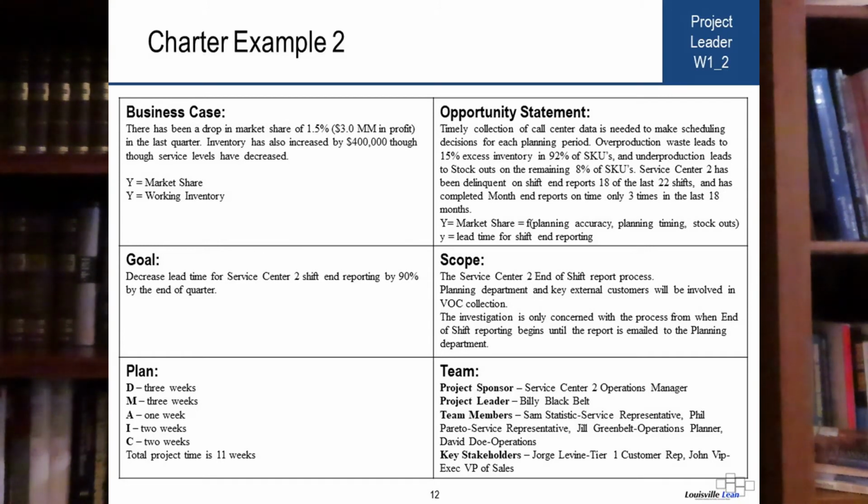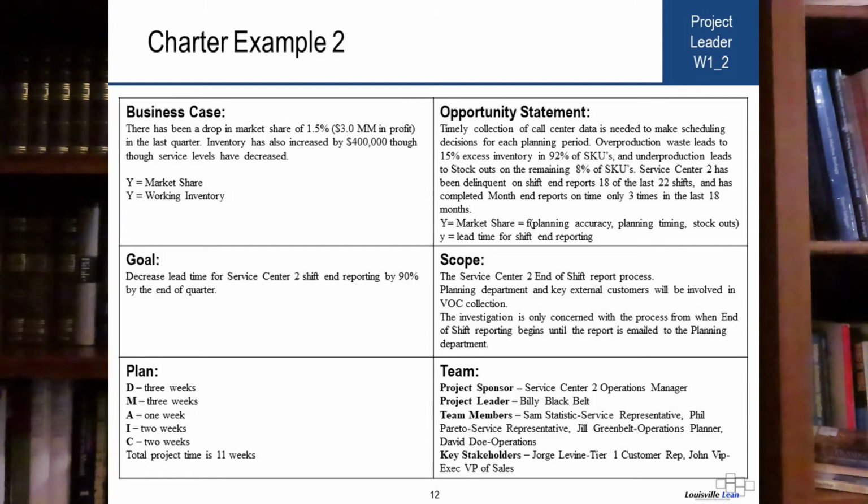The scope needs to be from when the end of shift begins, right? What data needs to go in there? The inputs may need to be shifted. We may need to expand the scope. And I say we, the team decided that this was the best place to start the scope.